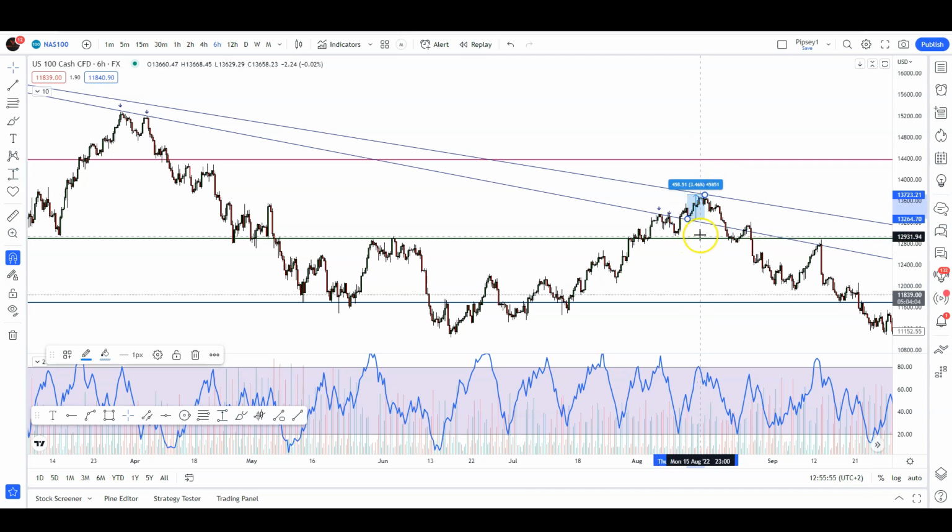I remember I got in here, but I ended up getting tapped out at break even because I was expecting that, okay, trend line is broken, let's go, and then it was a massive bull fake. But 4,500 pips is a lot.